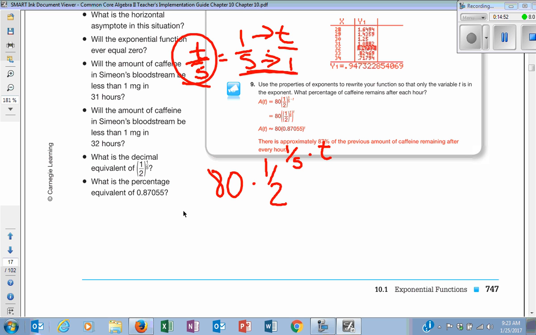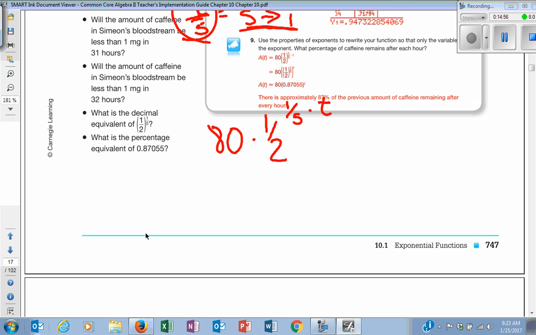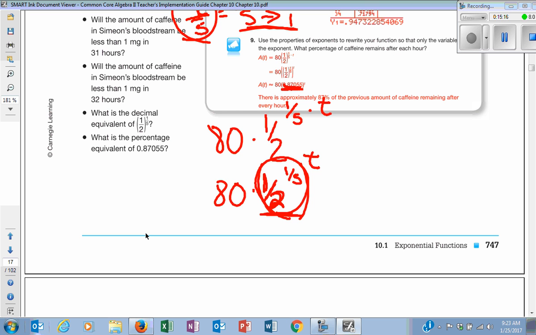When you multiply the exponents, that means that you must have had a power to a power. So this becomes 80 times (1/2)^(1/5) to the t power. Okay, and then what they do here is they take 1/2 to the 1/5 and get that answer, which is this weirdo number right there. And then everything else stayed the same.